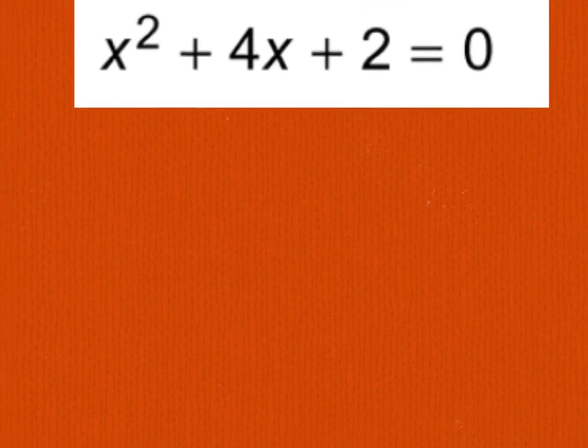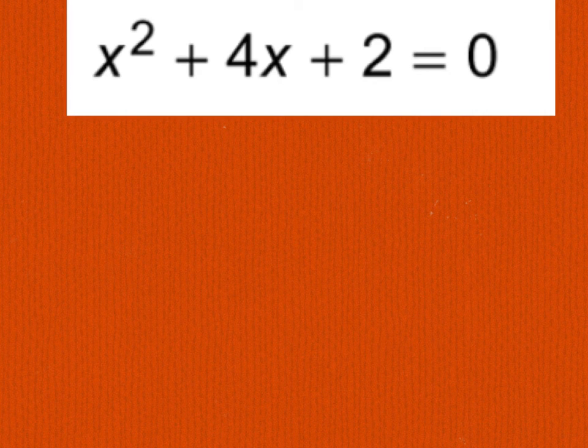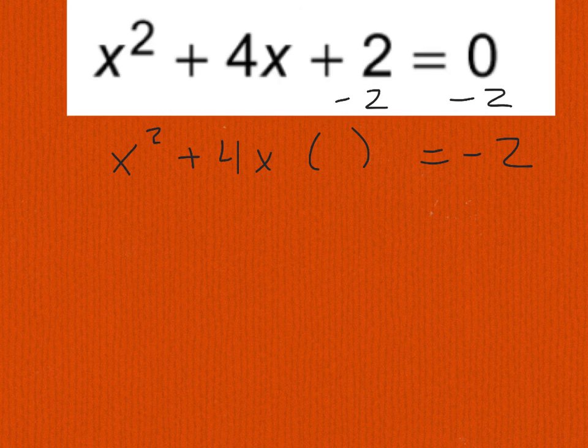Okay, last one. What do we need to do first? So we subtract 2 from both sides. So what's our new equation going to be? X squared plus 4x plus b over 2 squared equals negative 2. So here we're going to put our b over 2. What's our b? 4. So 4 over 2 squared. 4 over 2 is 2. So we put a 2 squared. So we're adding 2 squared on the left.